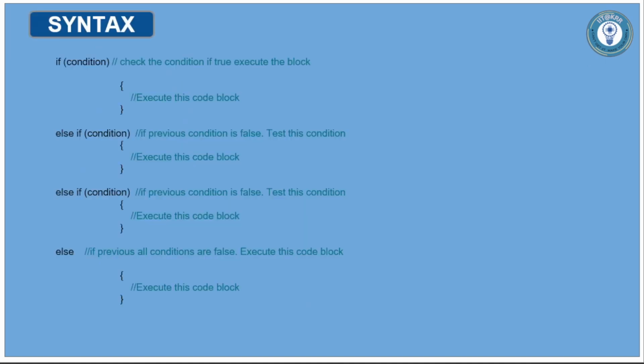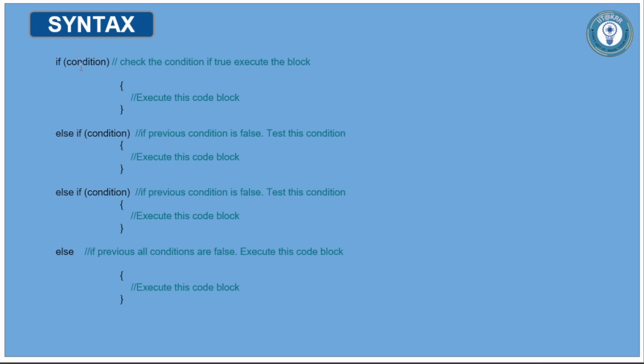This is the syntax of the else if statement. At first, we have the if block, then we have the else if block, and we can have n number of else if blocks, and finally we have the else block. In the if block, the conditions inside this parenthesis are checked. If it is true, then this block of code alone gets executed. After executing this block, the compiler will go to the next part of the code. The other else if and else statements will not be executed.